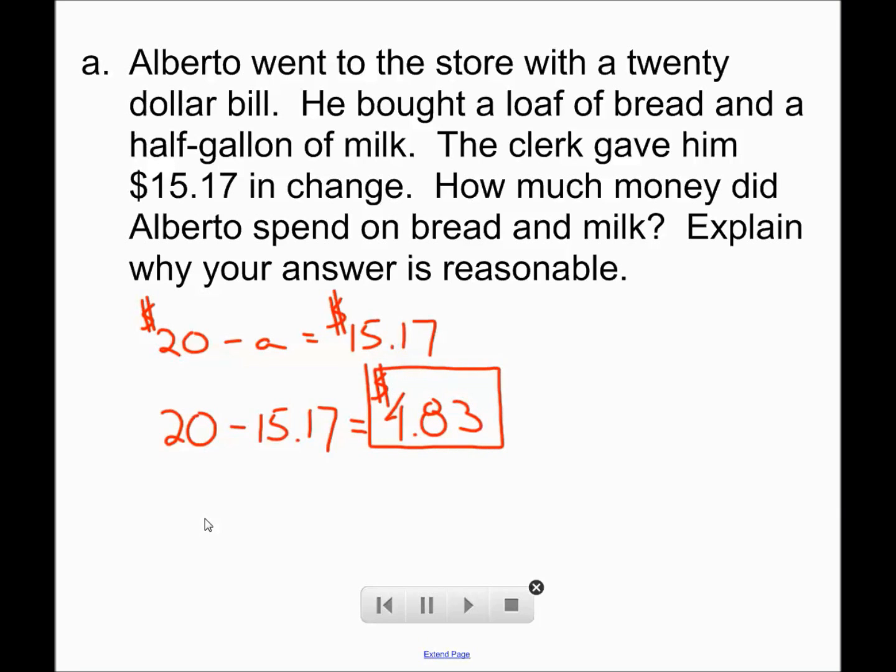We definitely want to take a couple seconds to see, is this reasonable? If he had $20 and he spent about $5, would he end up with about $15? Absolutely. Now the exact amounts will work fine too. Definitely be prepared to explain why your answer is reasonable.